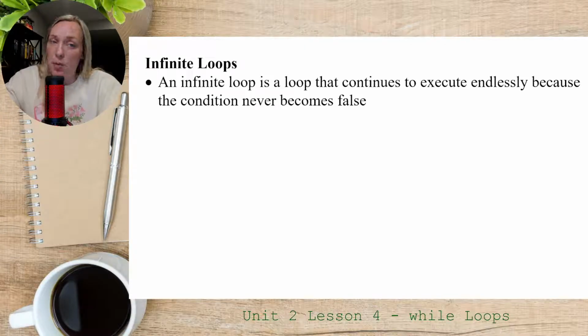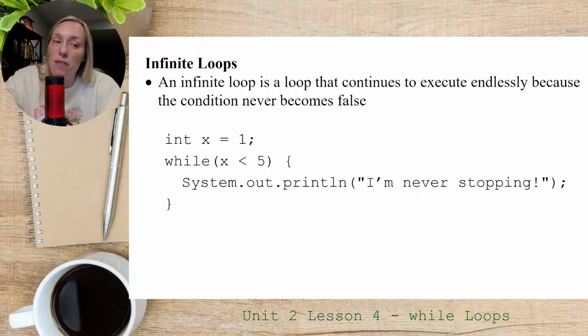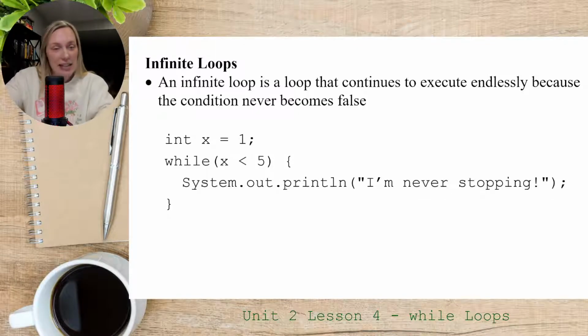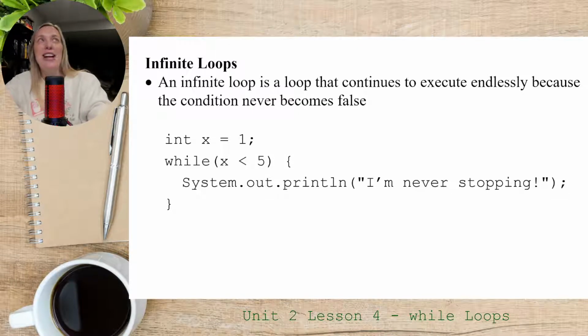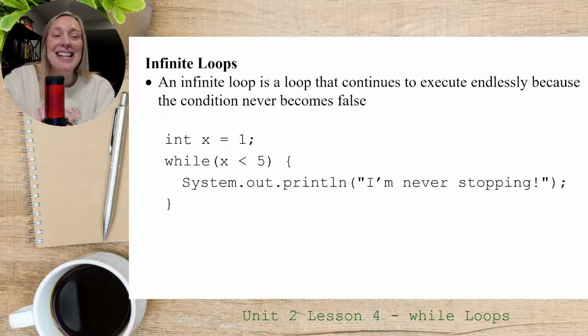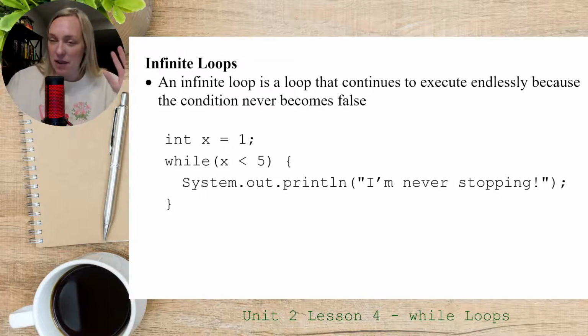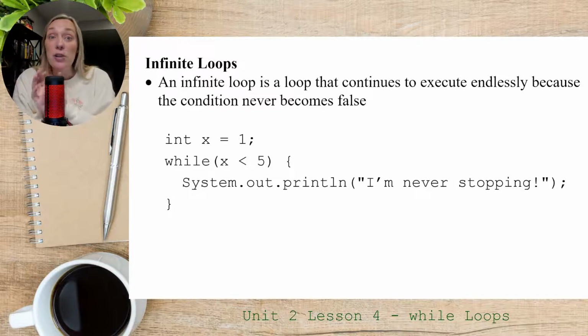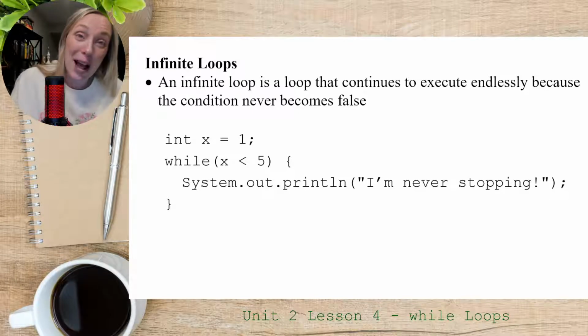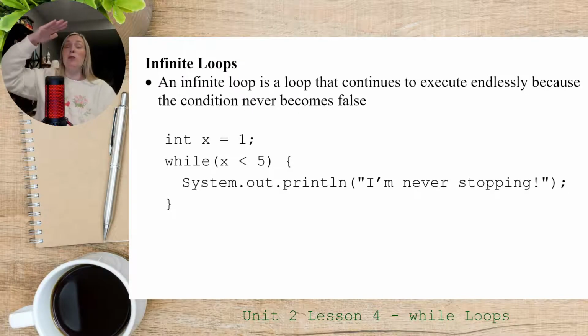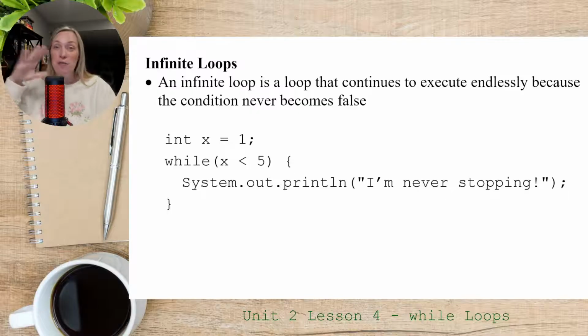Now, an infinite loop is a loop that continues to execute endlessly because the condition never becomes false. Okay, so here's an example of that. Maybe you guys have kind of seen this as we've done some examples here. If I have int x equals 1 and while x is less than 5, print I'm never stopping, right? If you paste that code into your IDE, what's going to happen? You're going to see an infinite loop happen. And all that's going to do is print I'm never stopping forever.